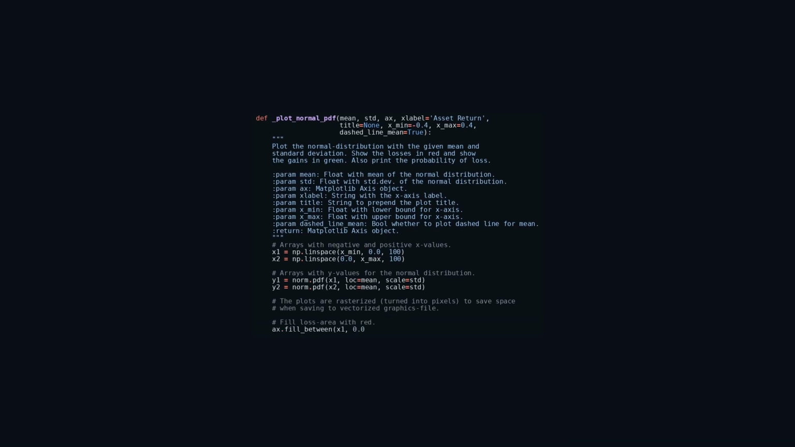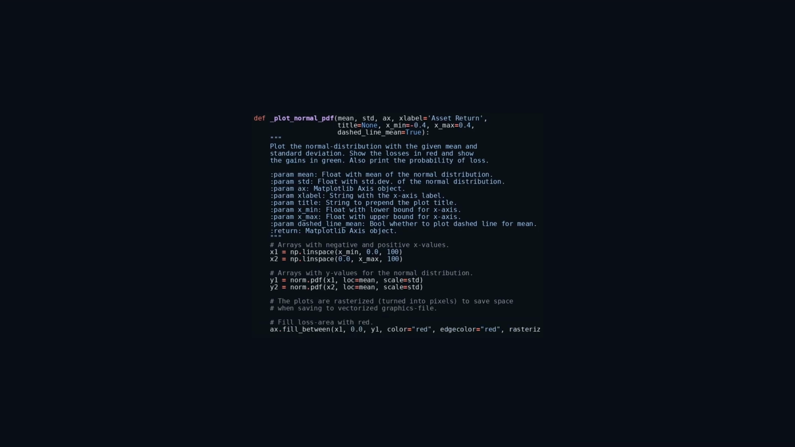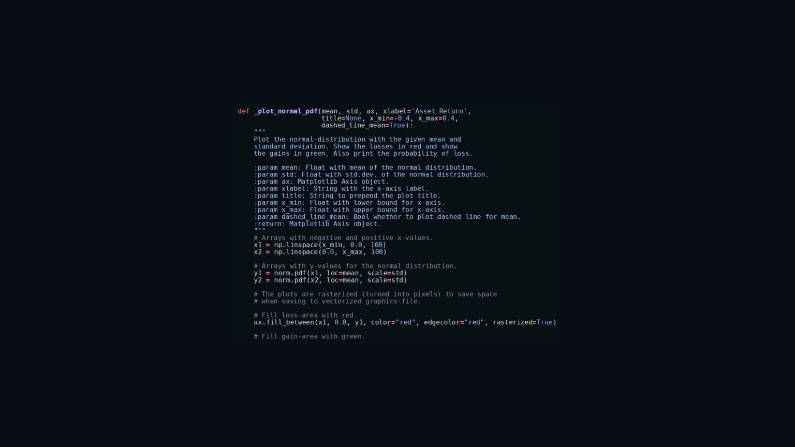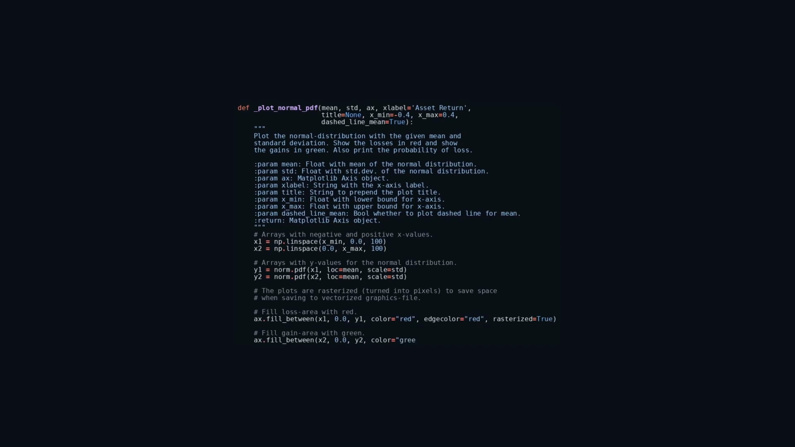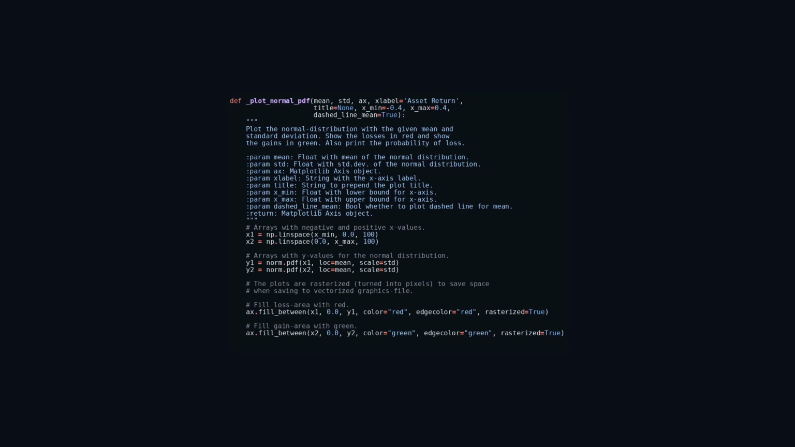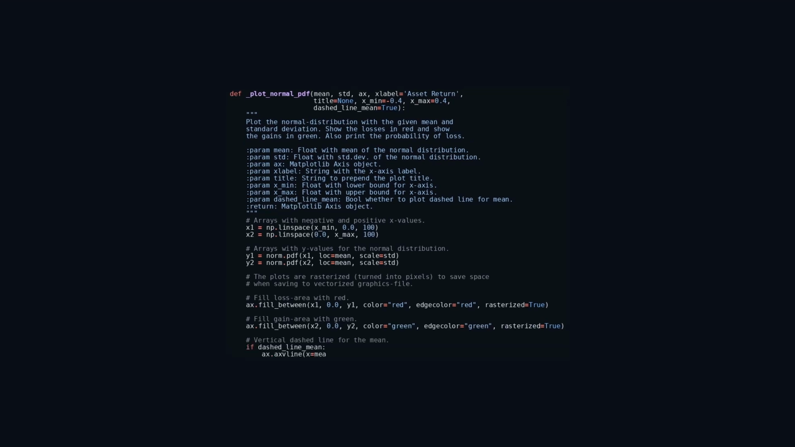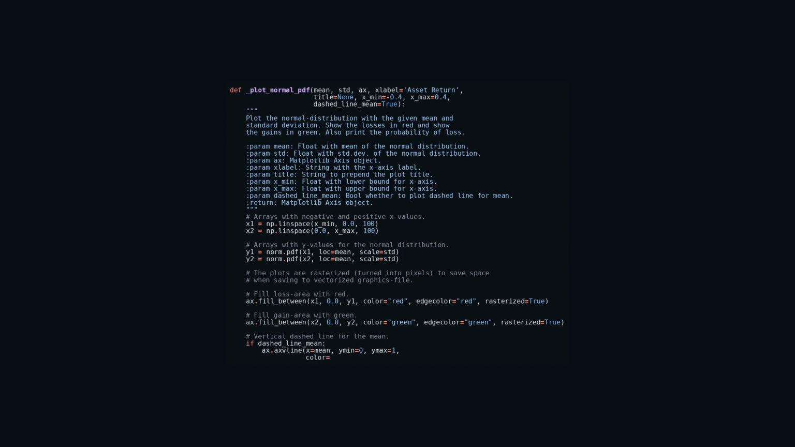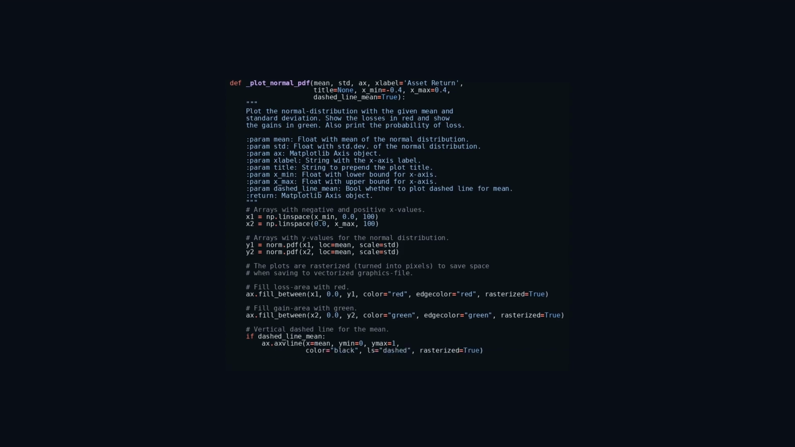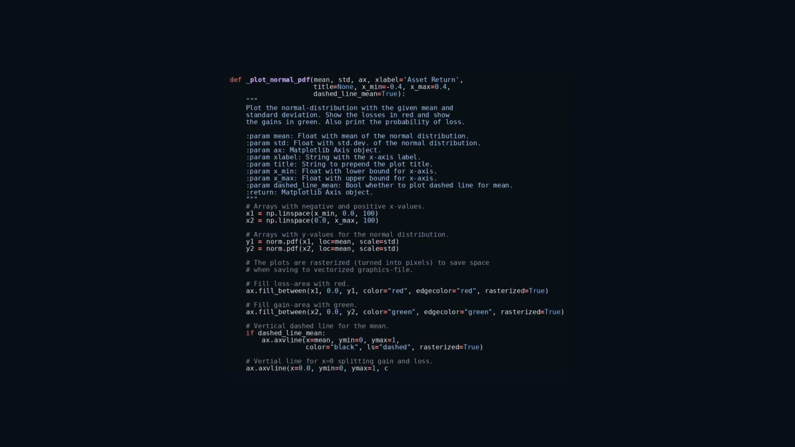The function sets the x-axis label and formats it to display percentages, while the y-axis tick labels are hidden to keep the focus on the plot itself. The probability of loss is calculated using a separate function, normal_prob_loss, not shown in the code, and included in the plot title. Alongside the mean and standard deviation values, the title is updated based on the inputs and set for the plot.